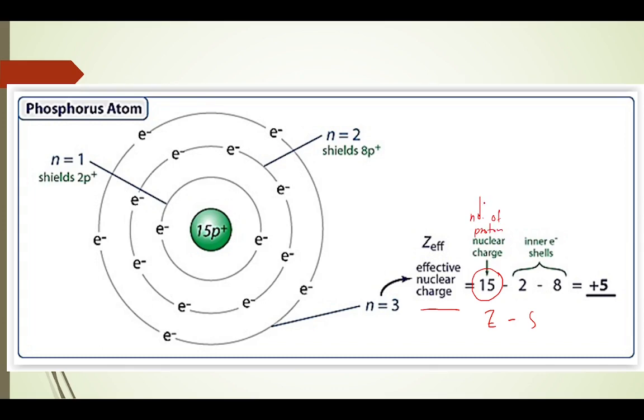Okay, number of protons equals nuclear charge. So inner electrons: in the first orbit there are 2, so that's why 2 is written here. And at the second orbit there are 8 electrons. Based on this formula, Z minus S, it is actually positive 5. So that is the numerical value for effective nuclear charge.